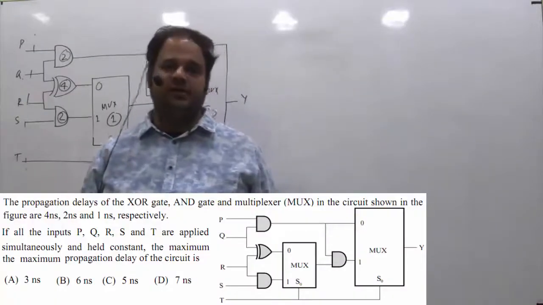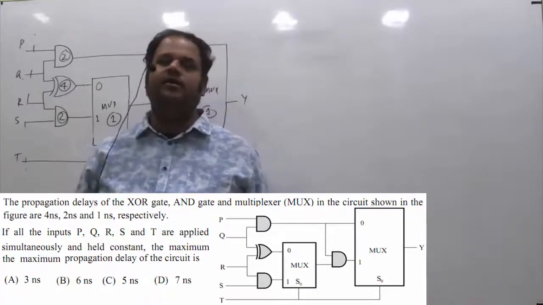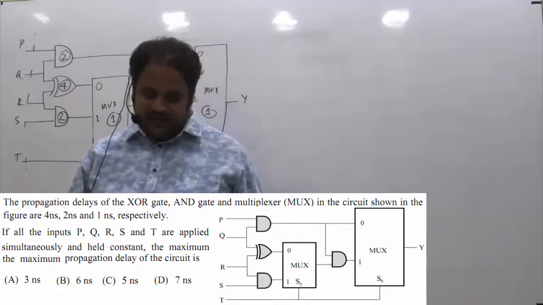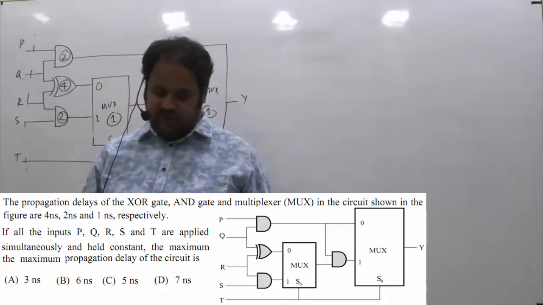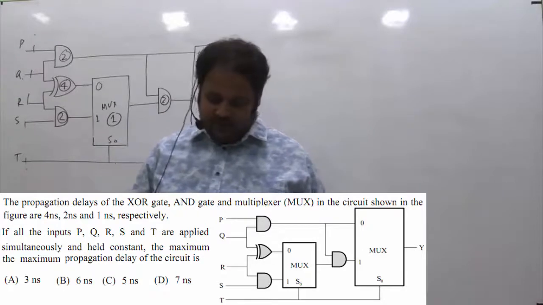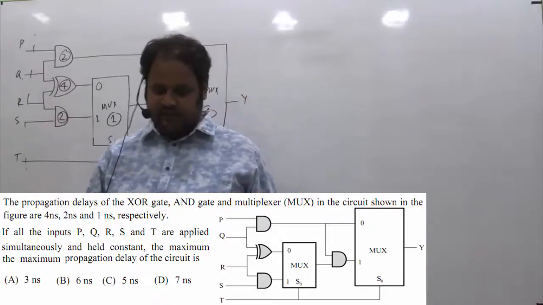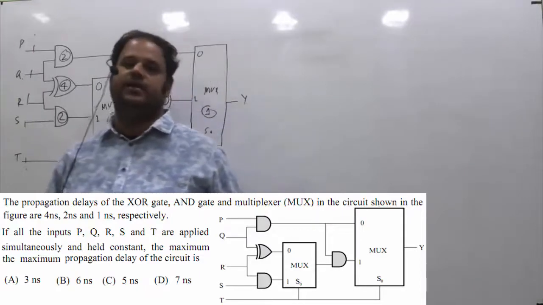This is a 2-mark question asked in GATE 2021 of electronics. This is from digital subjects and from multiplexer topic related to delay. The given question is, the propagation delay of NOR gate, AND gate and multiplexer in the circuit shown in the figure are 4 nanosecond, 2 nanosecond, 1 nanosecond respectively. If all the inputs P, Q, R, S, T are applied simultaneously and held constant, the maximum propagation delay of the circuit is. The options are 3 nanosecond, 5 nanosecond, 6 nanosecond, 7 nanoseconds.